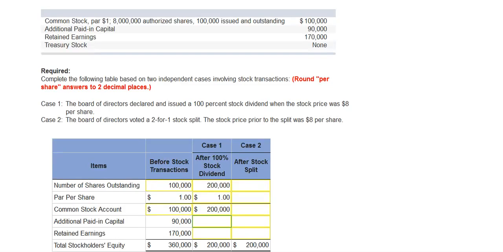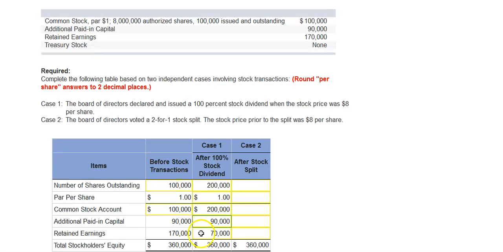Where is that extra 100,000 coming from? Well, it's coming out of retained earnings. So retained earnings used to be 170. We're taking out 100,000, which is 100,000 shares at $1 a share. So we'll reduce it by 100,000, and it's down to 70,000. The additional paid-in capital remains unchanged. Okay, so the total stockholders' equity stays at $360.